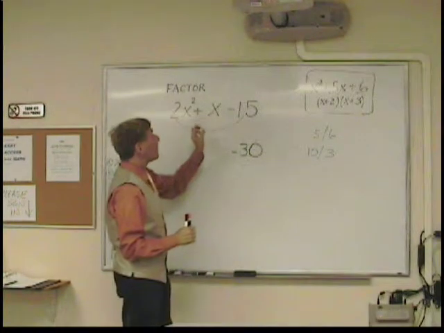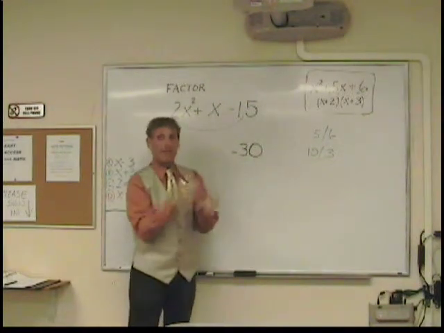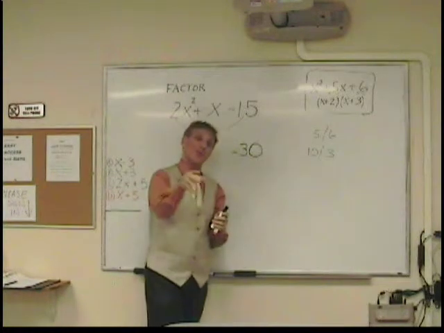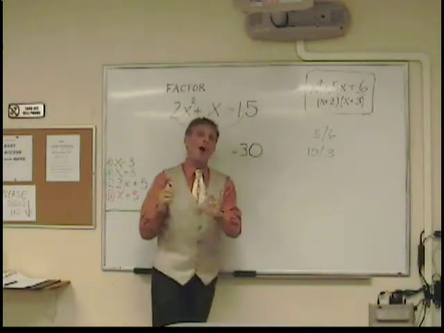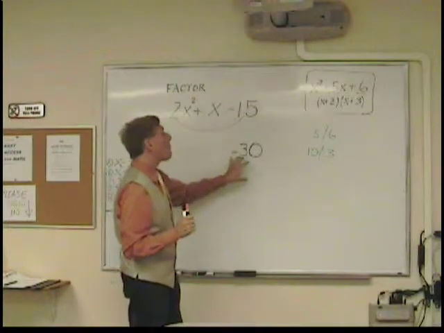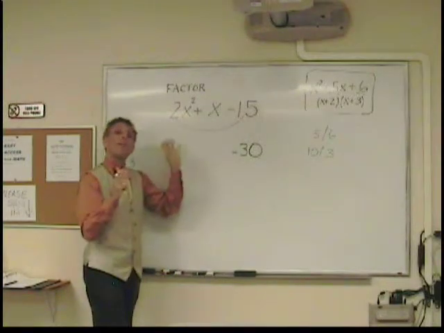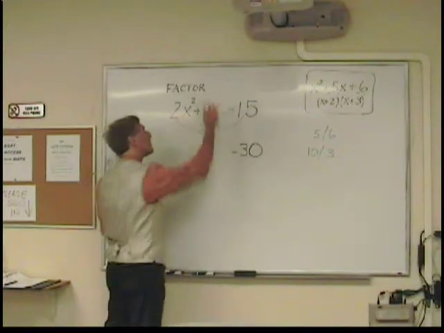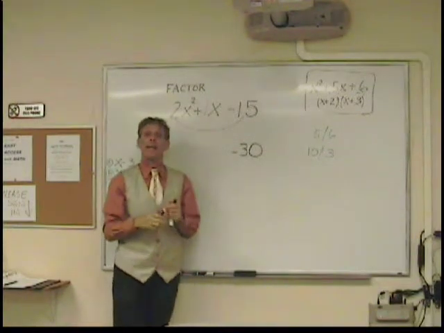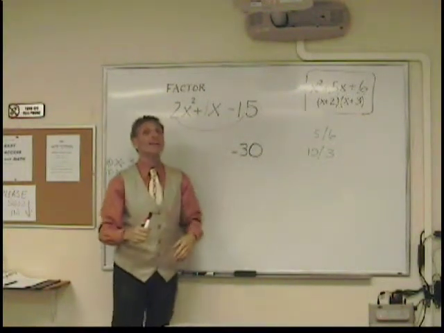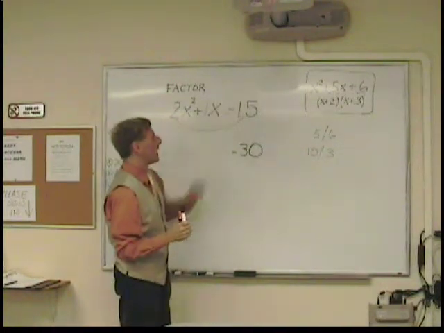Now, look at the middle number, though. I want to get my two numbers. This won't necessarily be your answer. You'll have to do some work later because of that 2. But I do want to get two numbers that multiply to negative 30, yet come to a positive x. And remember, there's an invisible 1 in this case. When there's no number before the variable, it's 1. So they add up to positive 1. They multiply to negative 30.